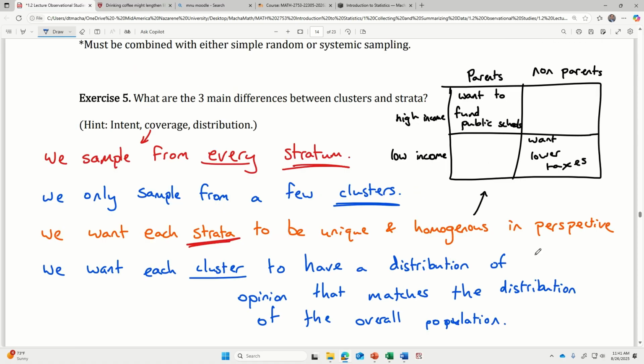Okay, thanks. And these last two are for distribution. Can you read my handwriting? Is it legible? Okay.